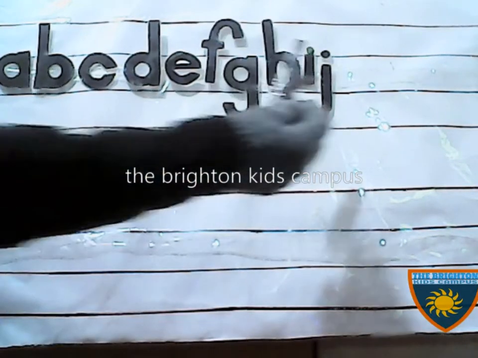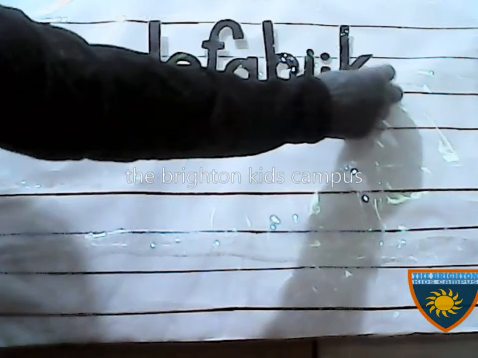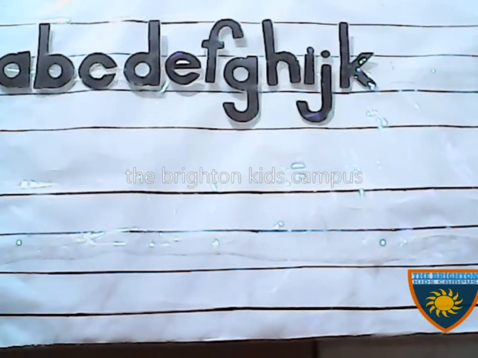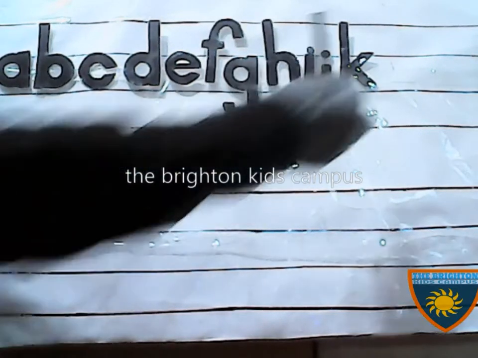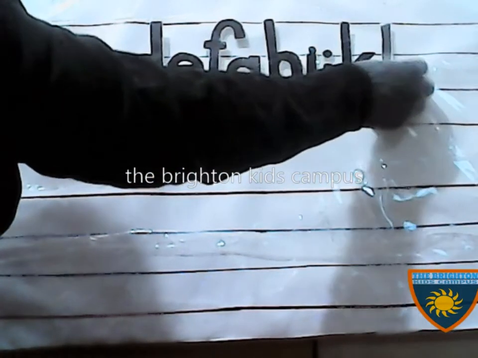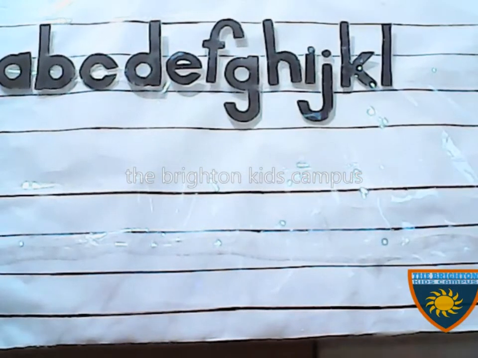K. H, I, J, K. K is a sky letter. A, B, C, D, E, F, G, H, I, J, K, L. L is a sky letter.